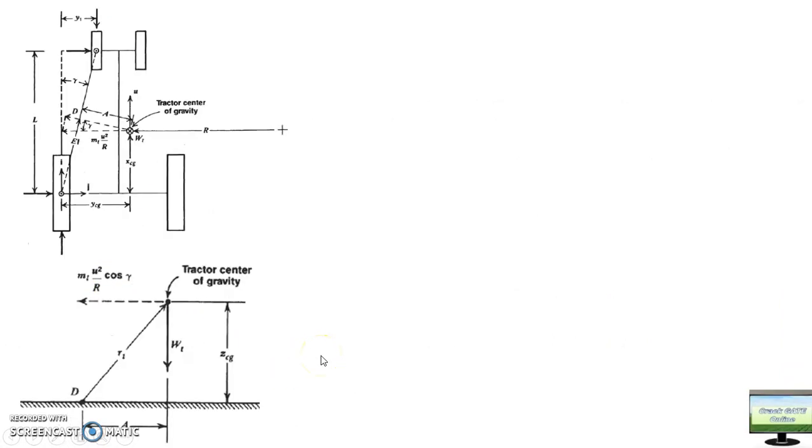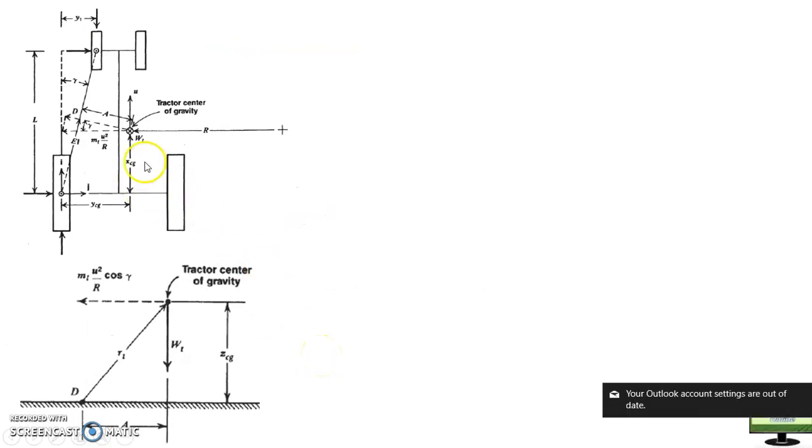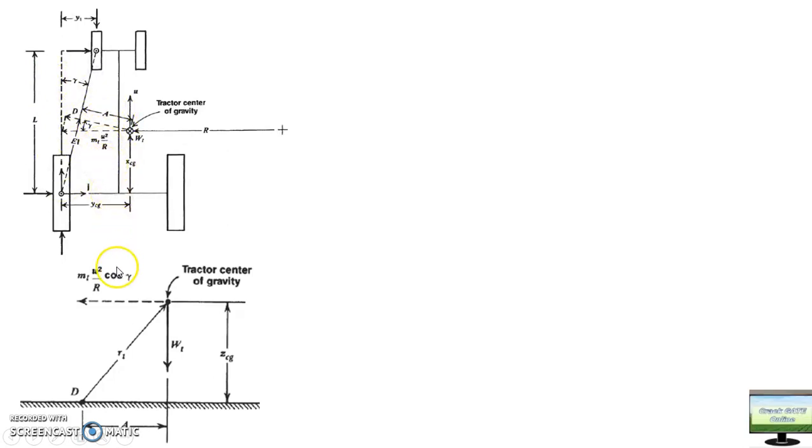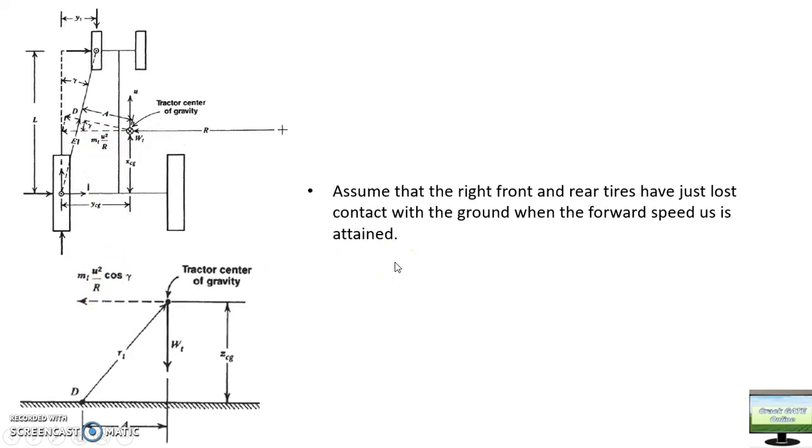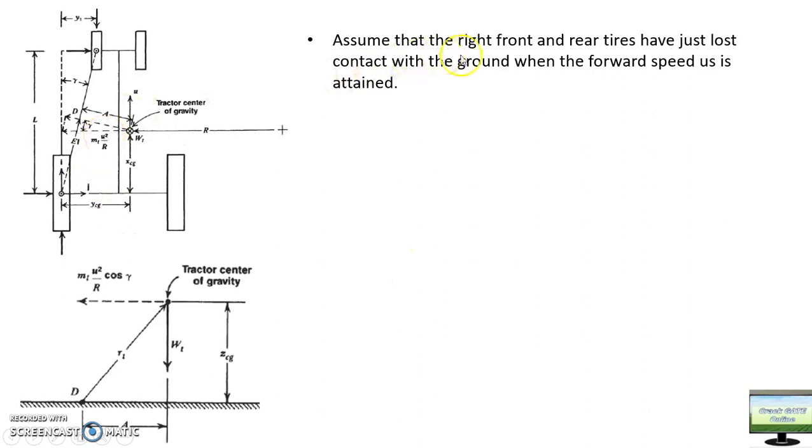Okay guys, so moving ahead. You have already seen this photograph, and now to make it simpler, as I have already told you, this weight and centrifugal force will try to create a moment. Okay, so what will happen? Now we are assuming that this right front tire and rear tire have just lost contact with the ground when your forward speed u has attained a critical value, which we call us, which is the critical speed at which your tire will lift off the ground.